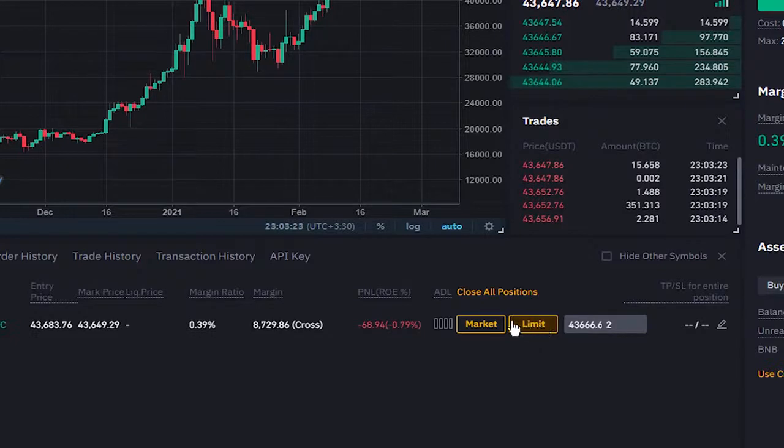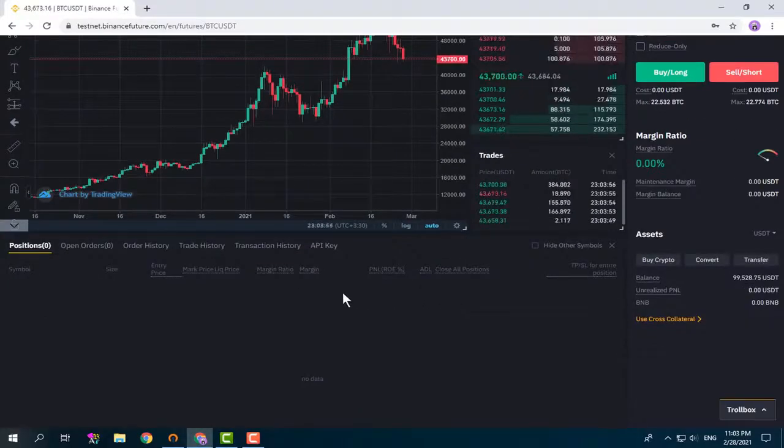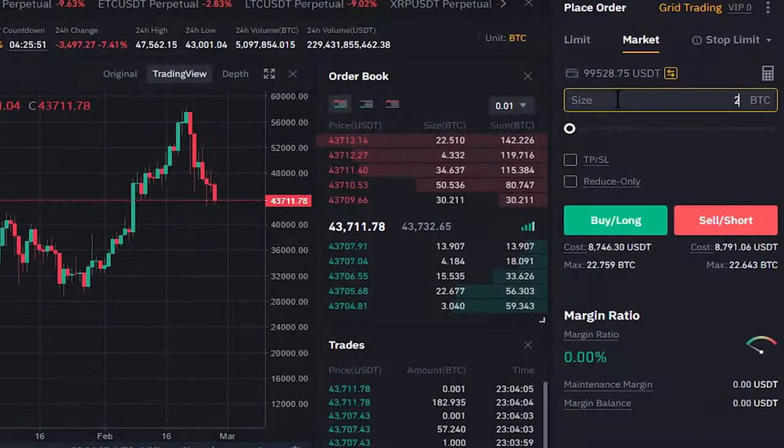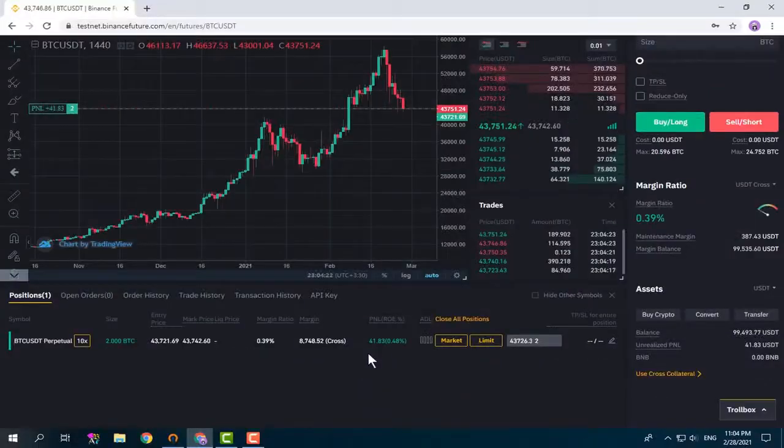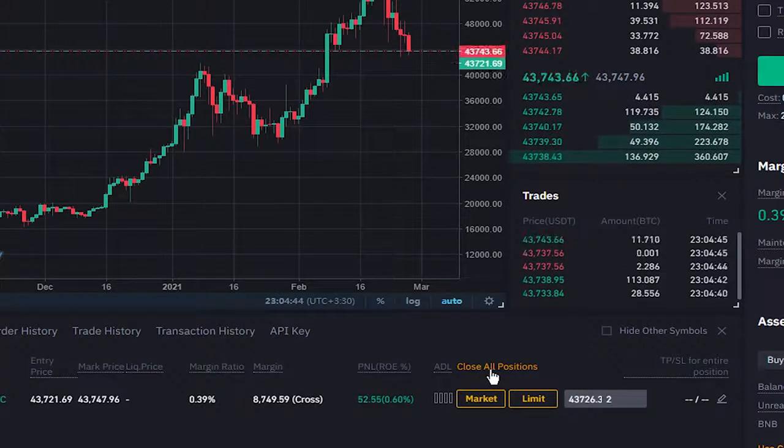And by clicking on market order, that does exactly what we just did. It automatically places a market sell order with a size of 2 Bitcoin, and this position will be closed. Let's click on it, order submitted, and it's done. The position is closed. Let's buy 2 Bitcoins again, clicking on buy long, and here it is. The other way to close this position is using this, close all positions, and it will close all your positions here.